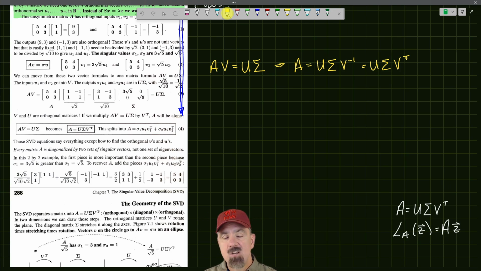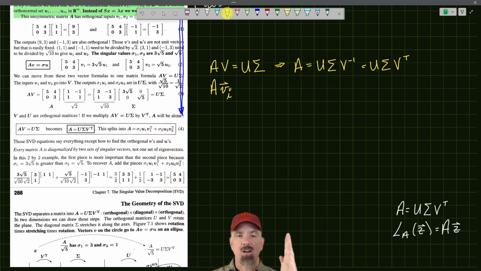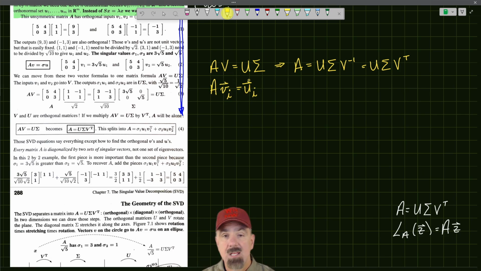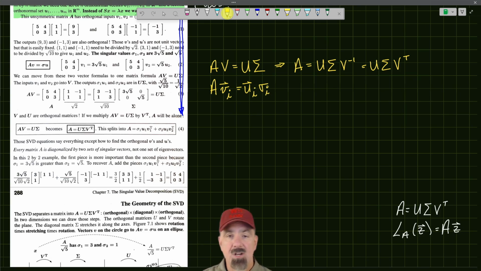Taking a look at each individual vector, what we can see here is that A times V, and I can pick whatever column vector out of V that I want, A times that vector is going to be equal to the associated vector in U multiplied times the appropriate singular value. So just as we did with the diagonalization section, these matrices actually contain the singular vectors as columns. So U has the left singular vectors as columns and V has the right singular vectors as columns.